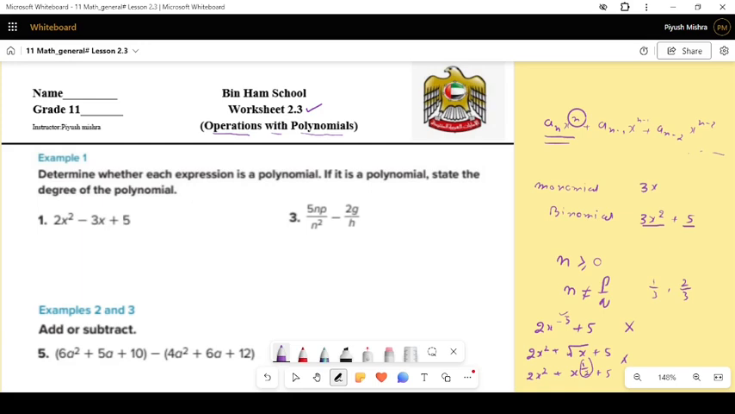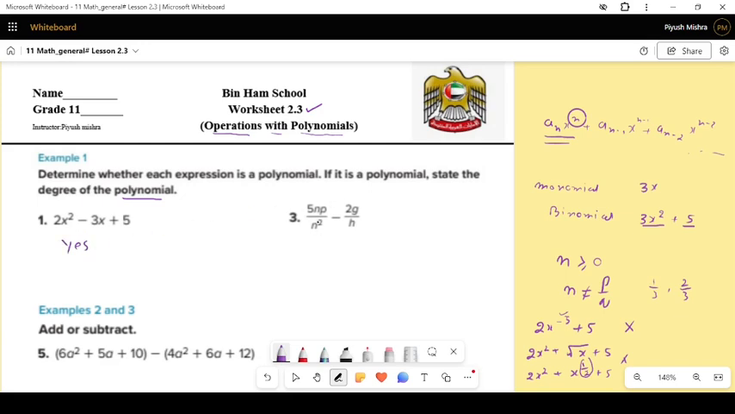Okay, coming back to the question now. So here the first question, it is telling that I want to find out whether this is a polynomial, yes or no. So first of all, I will be checking the degree. So here the power is 2, here the power is 1, it is positive also and it is greater than 0 also, so it is a polynomial. So I will be writing here polynomial.